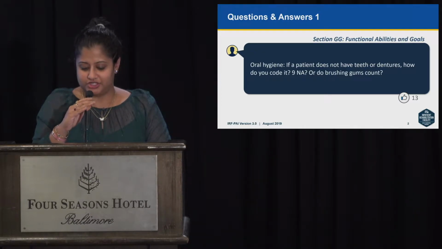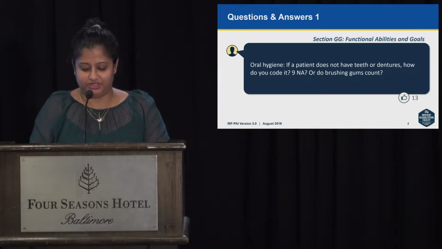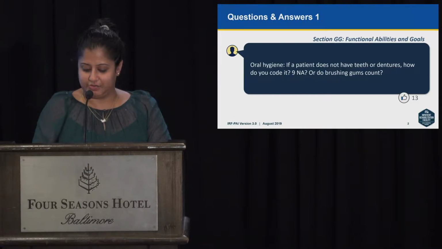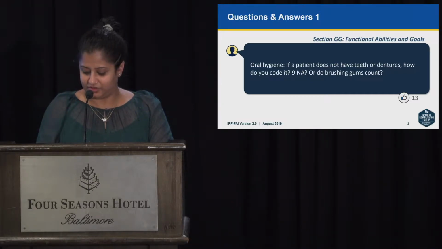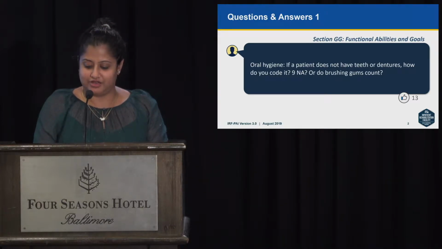So the first question is on oral hygiene. If a patient does not have teeth or dentures, how do you code it? 9 NA, or do brushing gums count? So if a patient is edentulous, that's without teeth, code oral hygiene based upon the amount of assistance the patient needs to complete the activity. In this scenario, you would code based on the amount of assistance needed to brush the patient's gums. Assess the patient for use of the appropriate oral hygiene tools for performing this activity and code according to the assistance the patient requires.